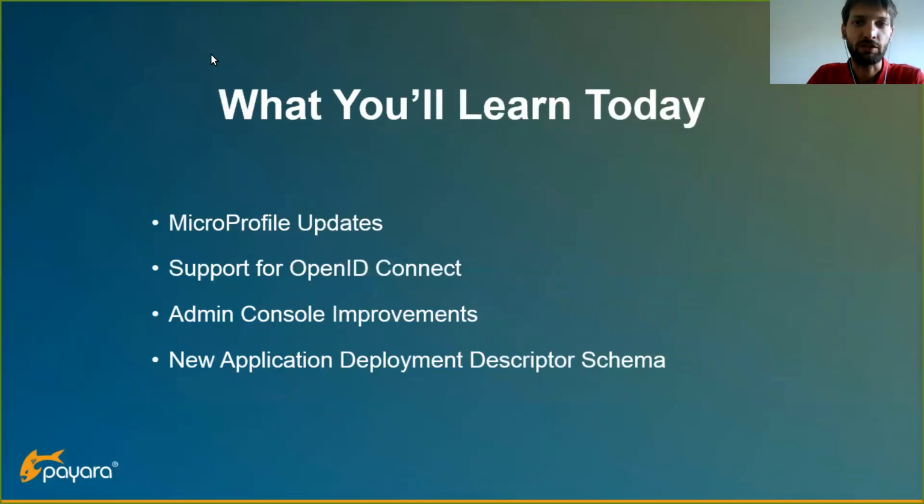As I said, we will be talking about new features, and most of them are listed on this slide. The majority of the new features come from MicroProfile updates, which are mostly updates to existing APIs to make them in line with MicroProfile 2.0. Then there's support for OpenID Connect in the security engine. Then we also added some improvements to the administration console, mostly to match the updates to MicroProfile APIs and allow configuring MicroProfile in a more convenient way. And we also added support for a new application descriptor called payara-web, which supersedes the GlassFish descriptor and adds new features on top of the GlassFish schema.